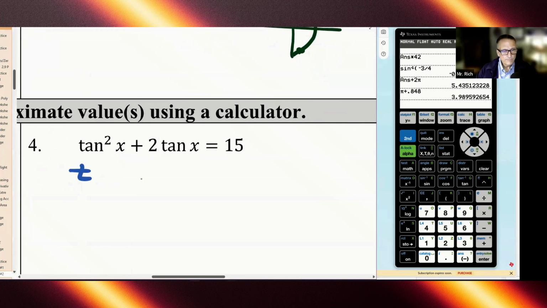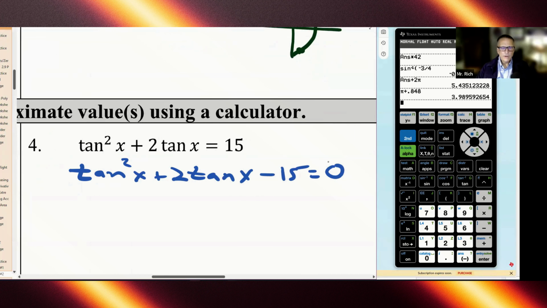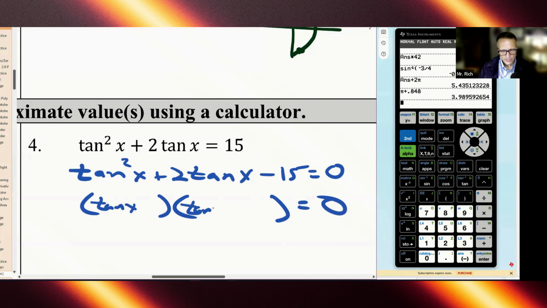So what I'm going to do is I'm going to bring that 15 over. And this is what I would call a quadratic type equation, right? It's not a quadratic, it's not x squared, it's just tangent squared, and then a tangent, and then a constant. But I am going to factor it into the product of two binomials, because the tangent squared x would come about from a tangent x and a tangent x. Two numbers that multiply to be negative 15, but add to be 2. I know what those are. It's plus 5 and it's negative 3, like that.